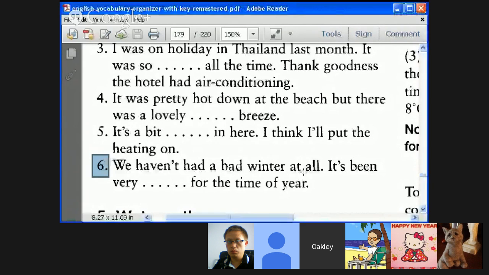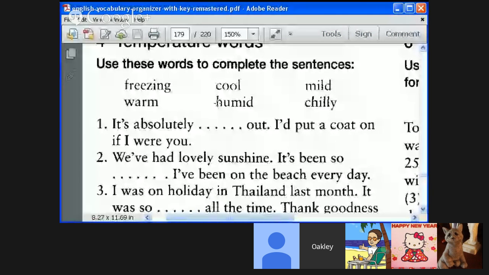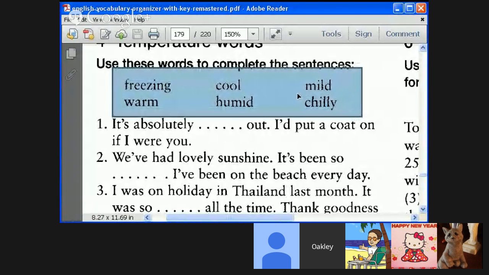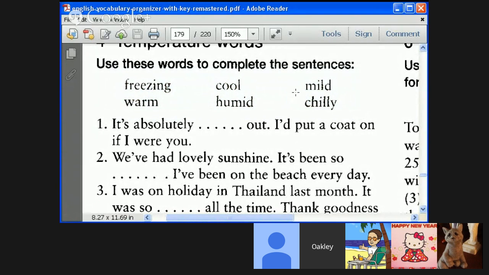Germain, number 6. We haven't had a bad winter at all. It's been very humid. No, humid is definitely usually considered negative. Okay.